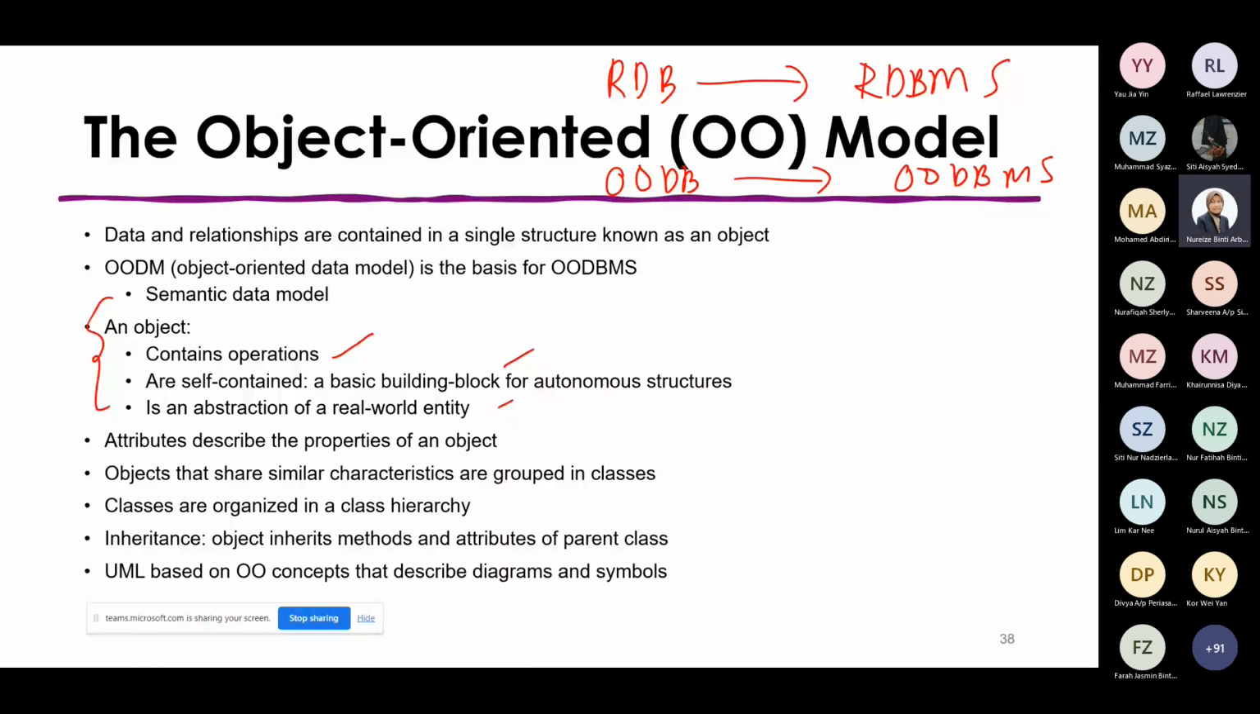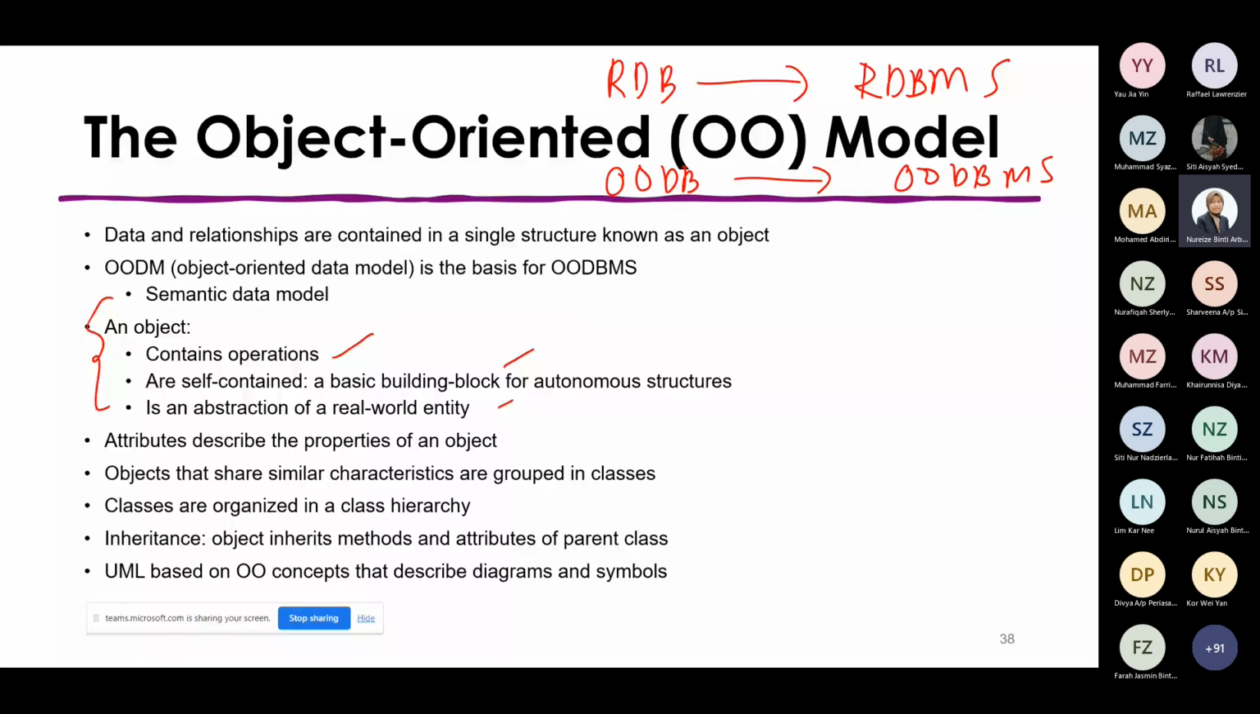We have a larger object named a class, where several similar objects are grouped in a single class. Classes are then organized in a class hierarchy, and they have the property of inheritance. That is, the object inherits methods and attributes of a parent class. UML is based on the object-oriented concept. So these are the basic rules of the object-oriented model.